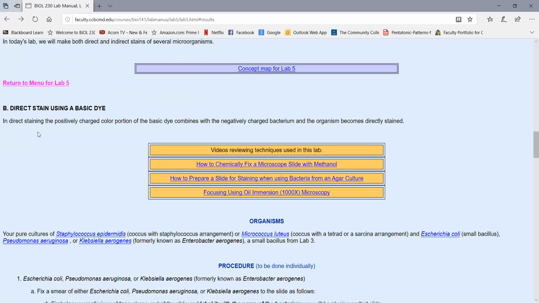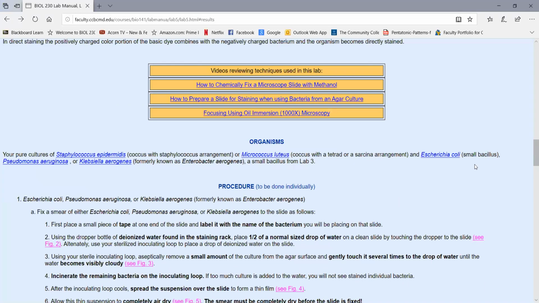So part B of the lab deals with direct staining using basic dyes. Because again, remember the color is in the positive ion of the dye. The bacteria have a negative charge, opposite charges attract, so we directly stain the bacteria. And you're going to be staining individually the 2 pure cultures you obtained from lab 3. So remember, in lab 3, you isolated and eventually identified that you had one of 2 gram positives, either Staphylococcus epidermidis or Micrococcus luteus. And you're going to make a direct stain of whichever gram positive you have from lab 3.